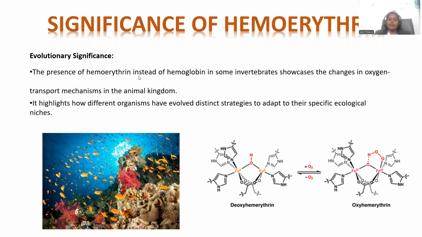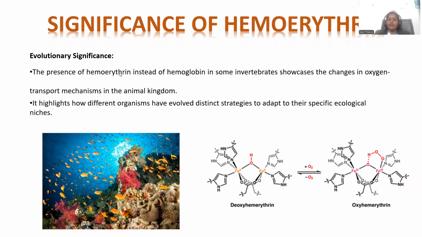The presence of hemerythrin instead of hemoglobin in some invertebrates showcases changes in the oxygen transportation mechanism in the animal kingdom. The transportation is obviously distinctive in nature. Invertebrates are tiny organisms surviving in aquatic spaces where the saline salt content is extremely large, so they have unique adaptations to their environmental conditions to survive.